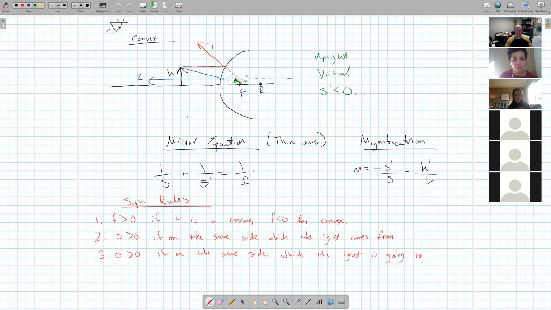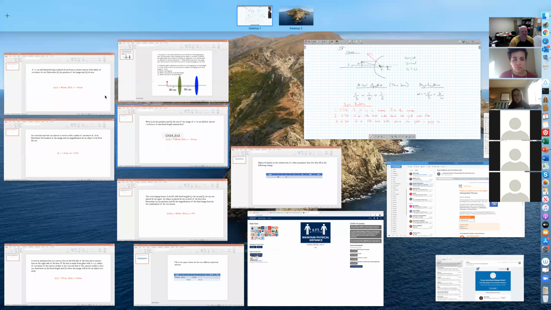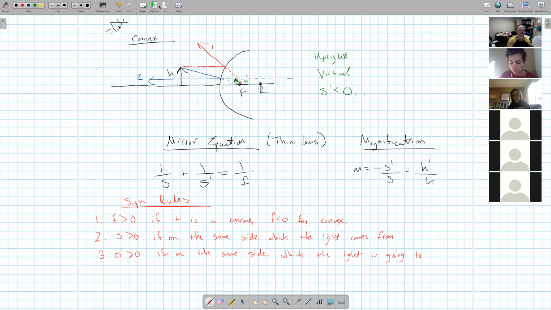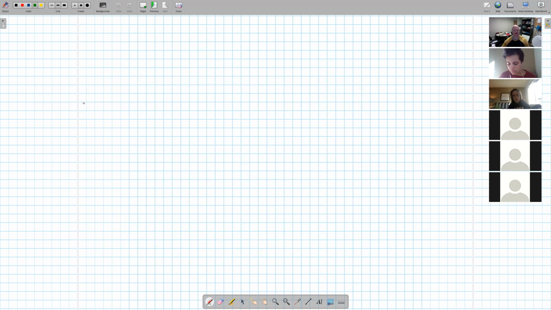So let's do a couple examples of this and just see how it works. Let's look at the first one. It says we have a 1.5 centimeter tall diamond ring placed 20 centimeters from a concave mirror with a radius of curvature of 30 centimeters. It wants us to determine A, the position of the image, and B, its size. So let's draw our picture here.